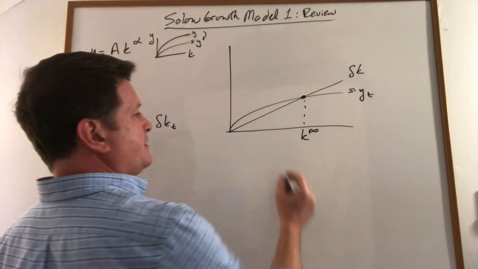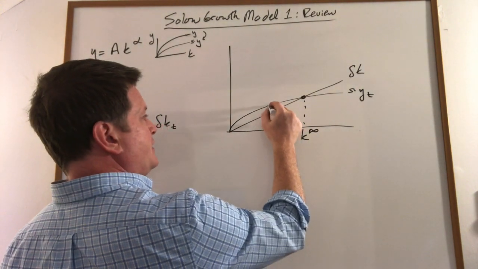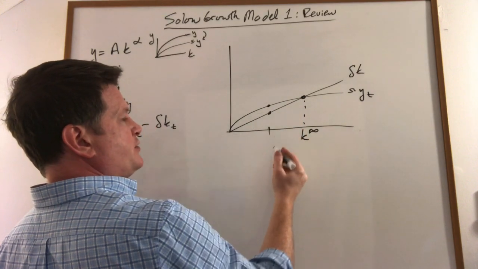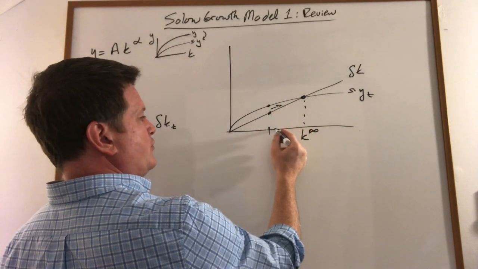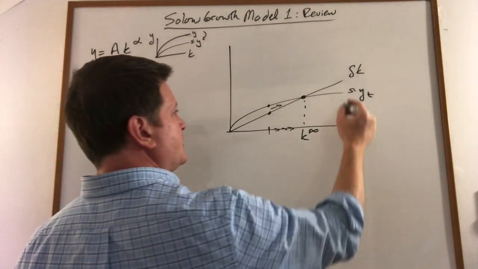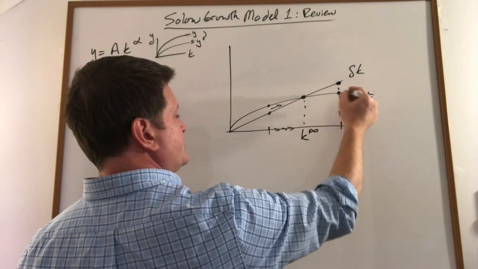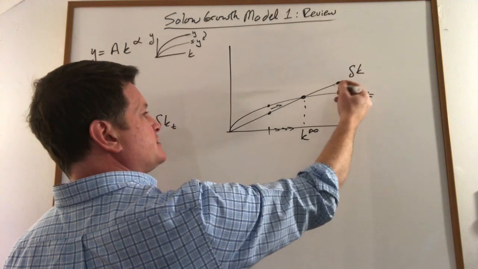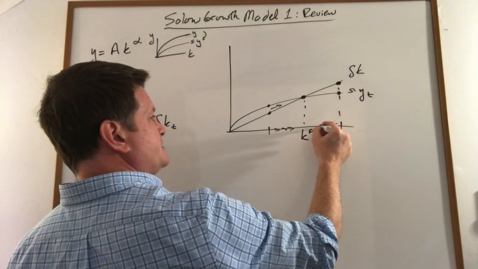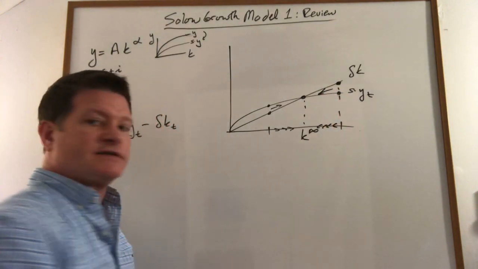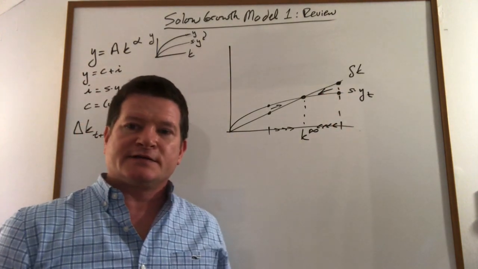In brief, if we're here, investment is greater than depreciation, and we move back towards steady state. And if we're here, depreciation is greater than investment, so our capital stock declines and moves us towards steady state. So we're always pulled back to that same steady state.